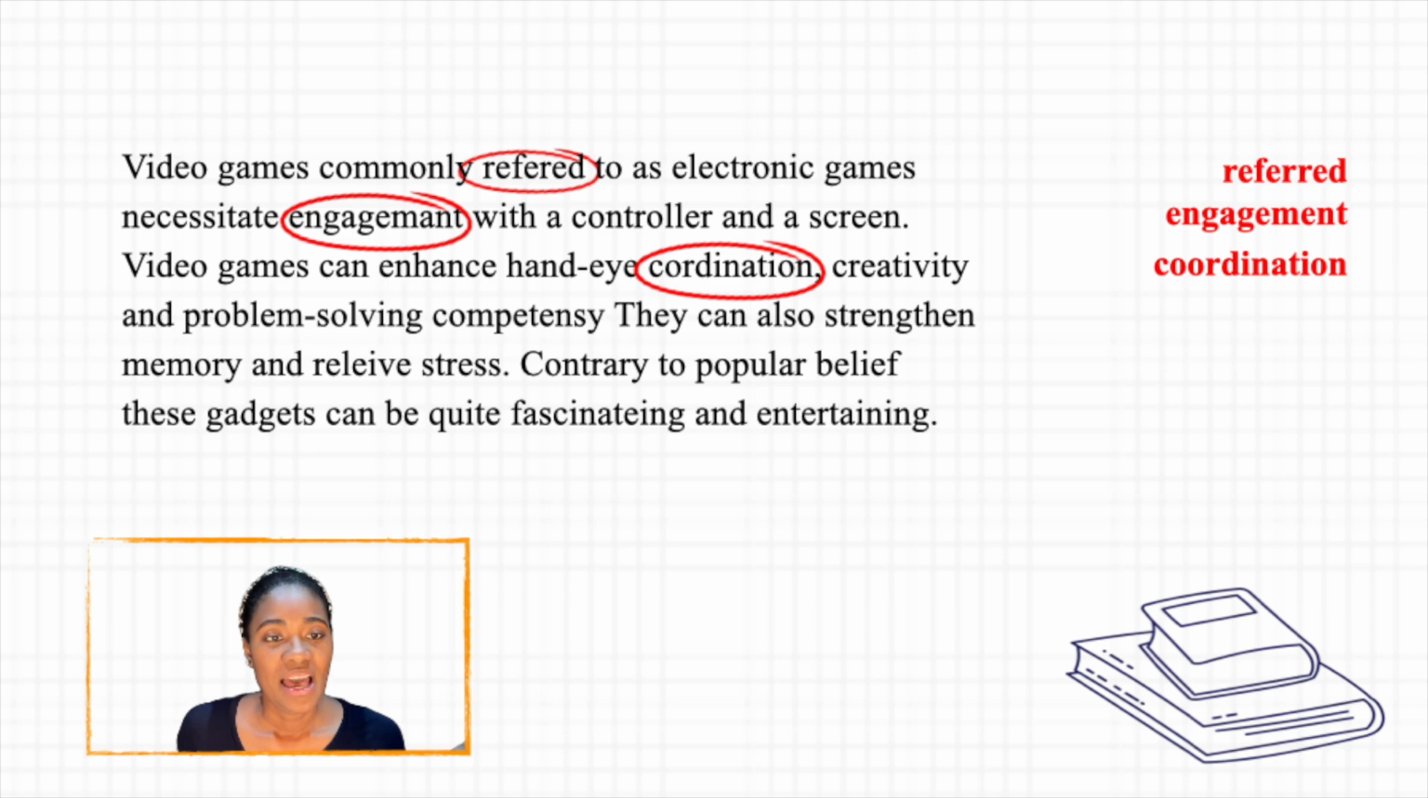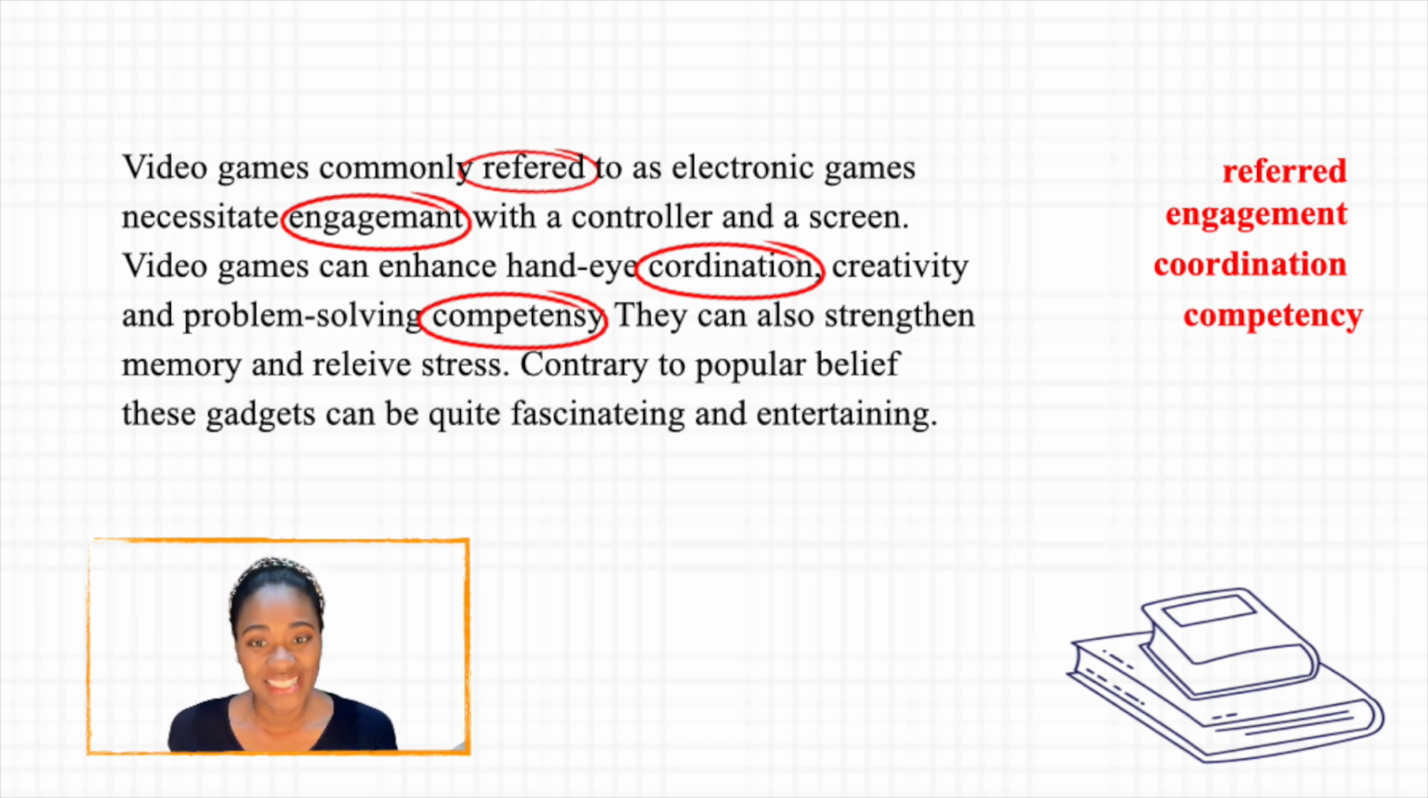C-O-O-R-D-I-N-A-T-I-O-N. In line number 4, the incorrectly spelled word is competency, and even though it makes the C sound at the end, competency should be spelled C-O-M-P-E-T-E-N-C-Y. Competency. I'm competently spelling competency, you see.